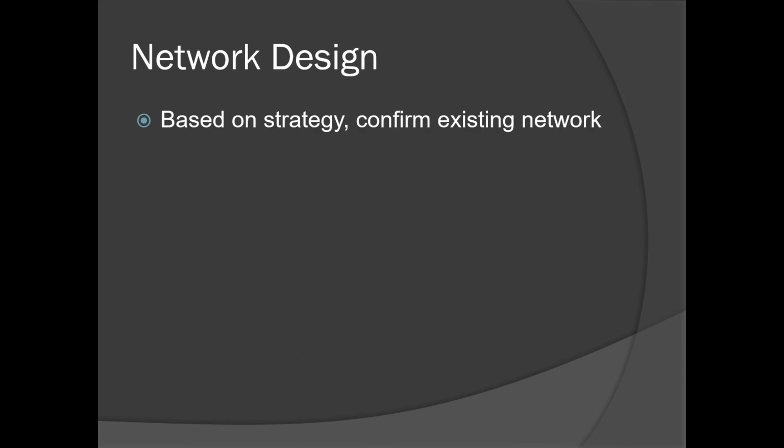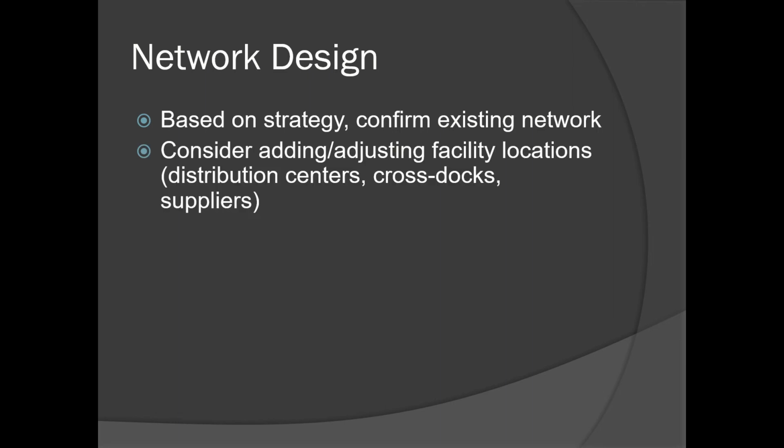So then you're going to build some kind of network design. Based on your strategy that you decided on, inbound versus outbound, lead time, all those factors, the first thing you want to do is look at your existing network and figure out, is there any place we should consider adding or adjusting our facilities? Do we need to put in new distribution centers or cross docks? Should we look at maybe changing suppliers?